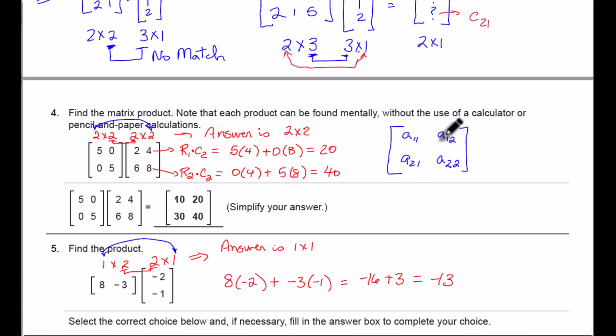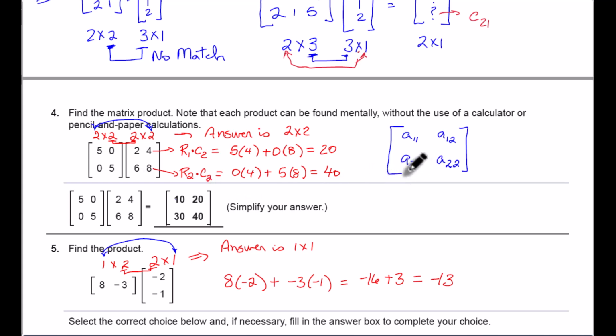A12, that means I need the first row, second column. Let's see, 5 times 4 is 20, 0 times 8 is 0, so I just get a 20.